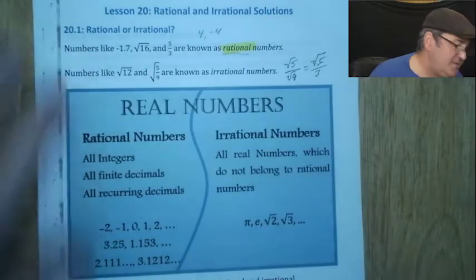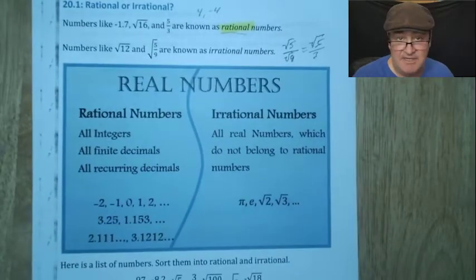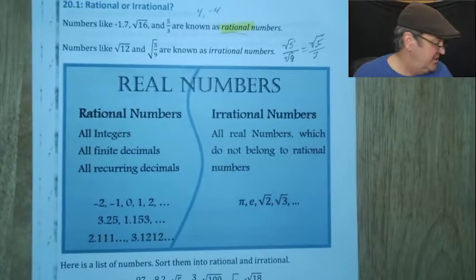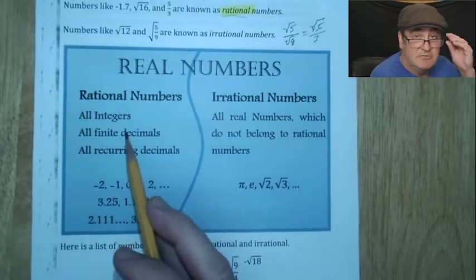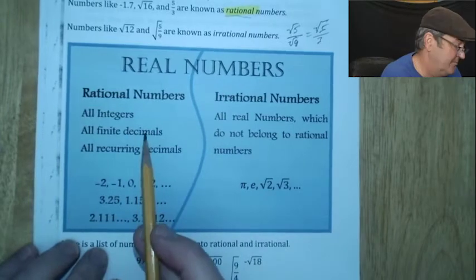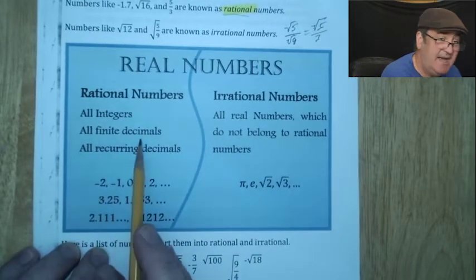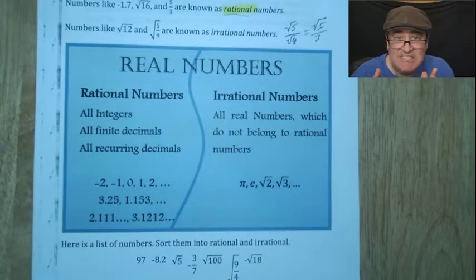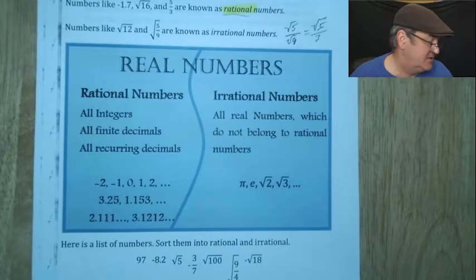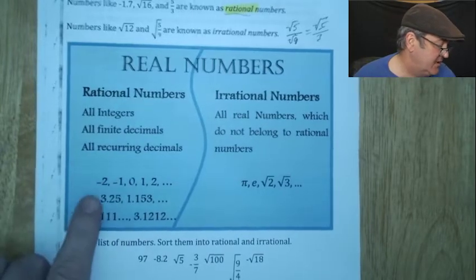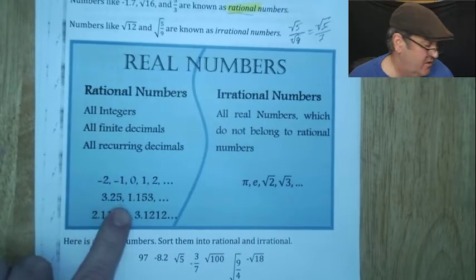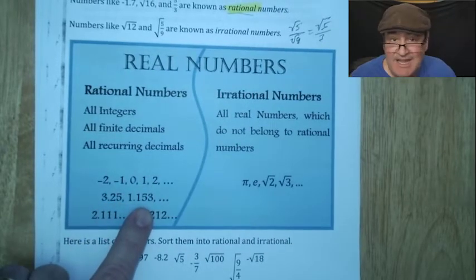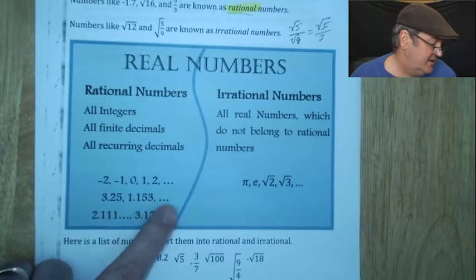So let's look at this nice big definition I found. Real numbers, rational numbers, all integers, just our normal counting numbers. Finite decimals, finite means it ends. There's an ending point to the decimal. And recurring decimals, like we talked about: negative 2, negative 1, 0, 1, 2, 3.25, 1.153, and it ends there. It's not rounded. And it continues on like that.